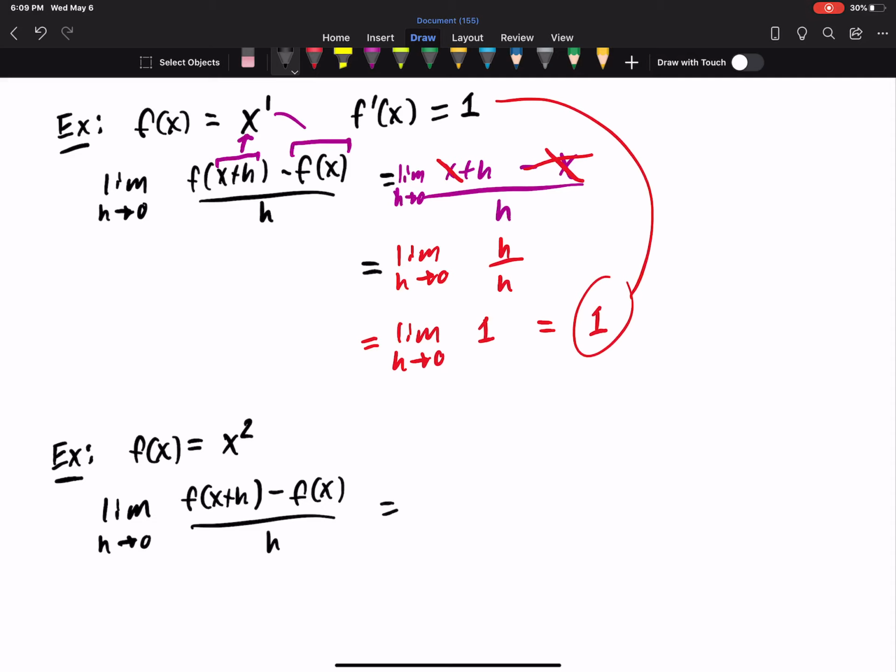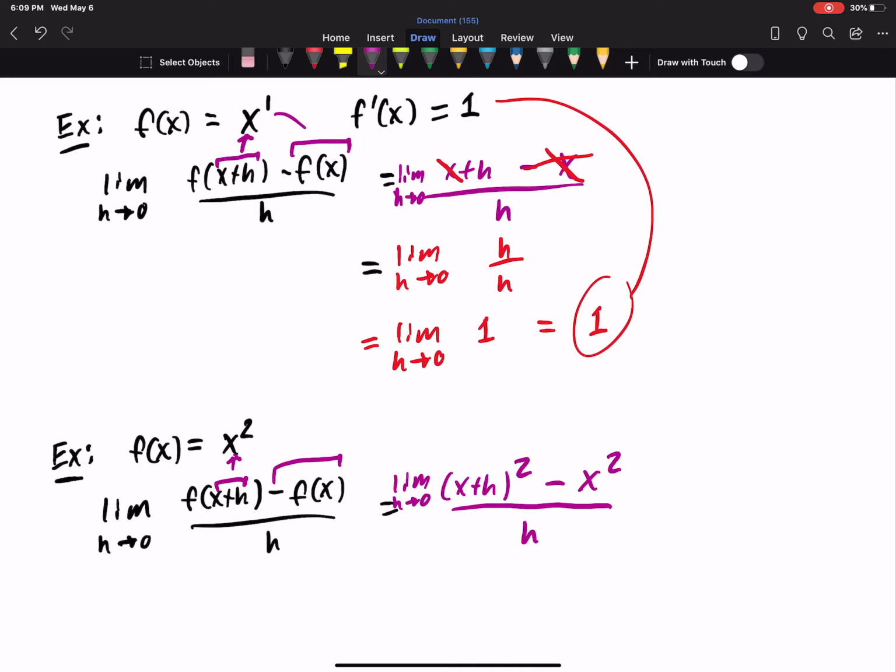Okay, so now every place I see an x in my original function, I'm going to replace it with this x plus h. So I have x plus h quantity squared. Then I subtract away the original function, which was just x squared. Put this all over h, and then take the limit as h goes to 0. Okay? Just like the last example, I cannot plug in 0 because I'll have 0 in the denominator. That causes problems. That's not defined.